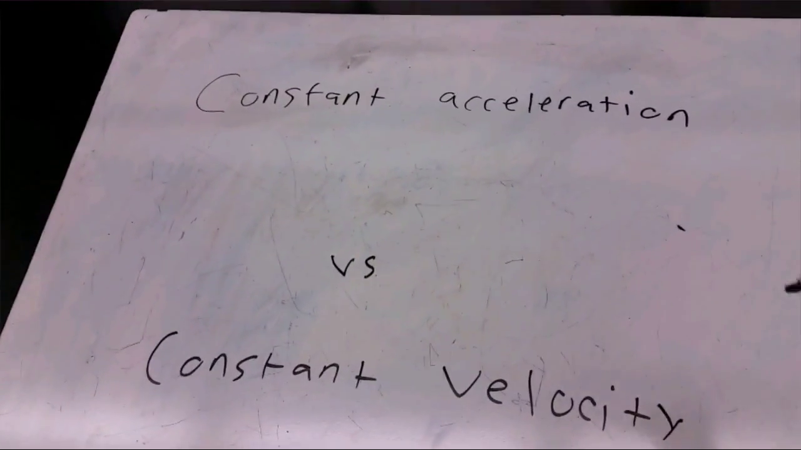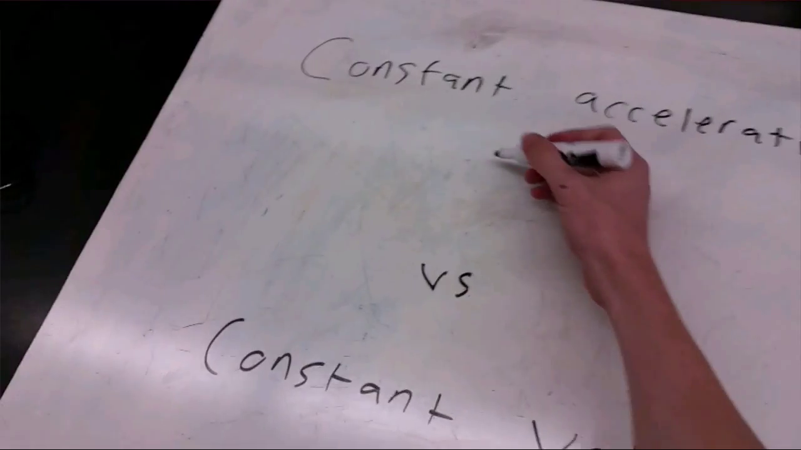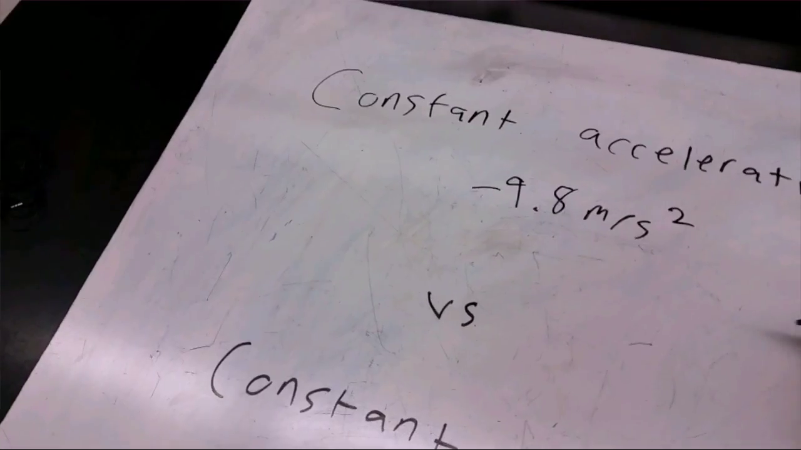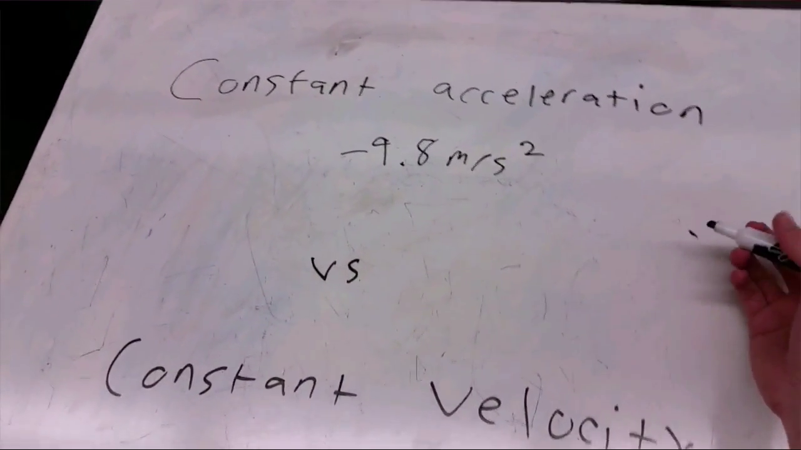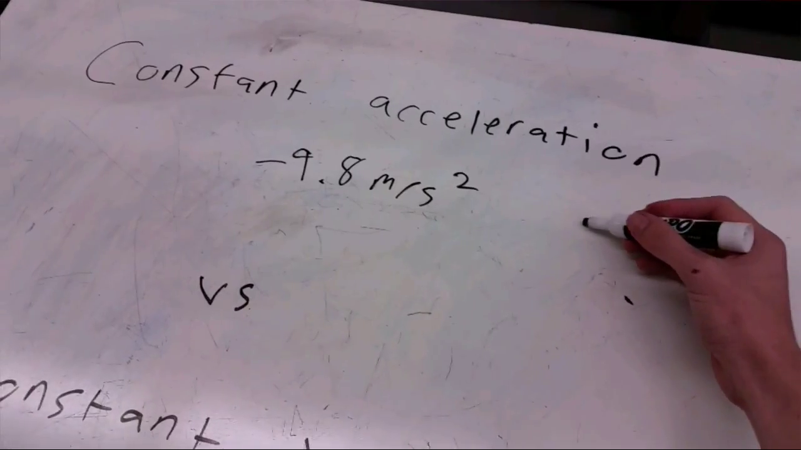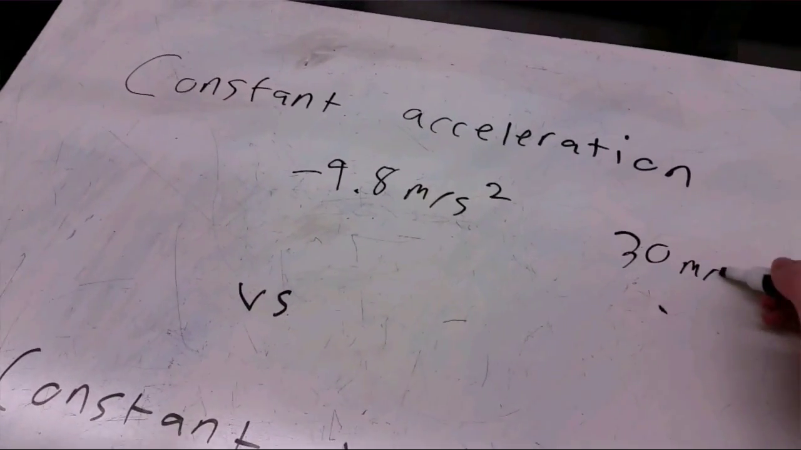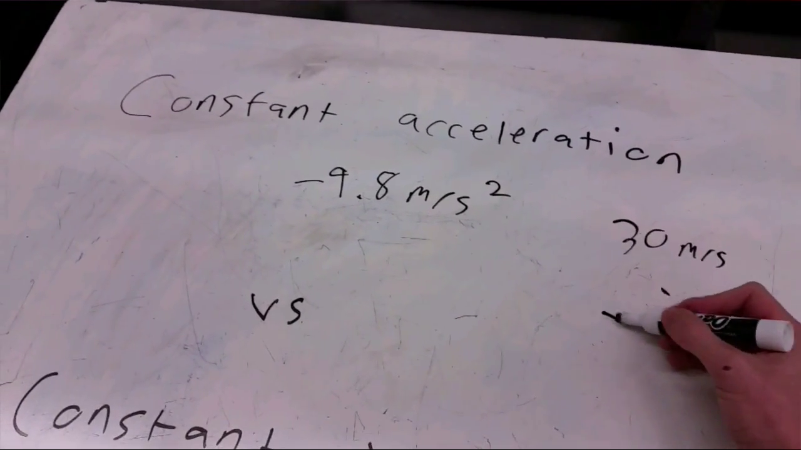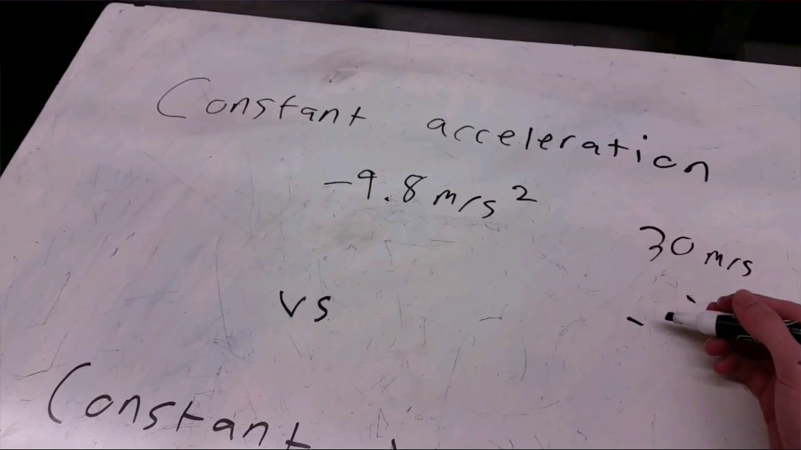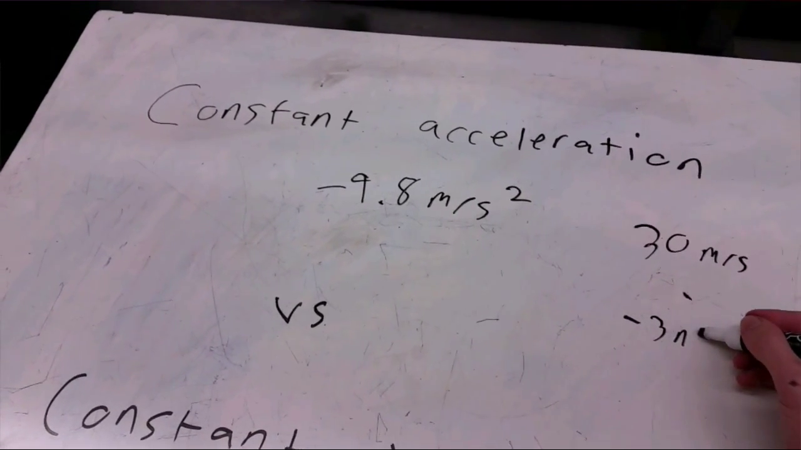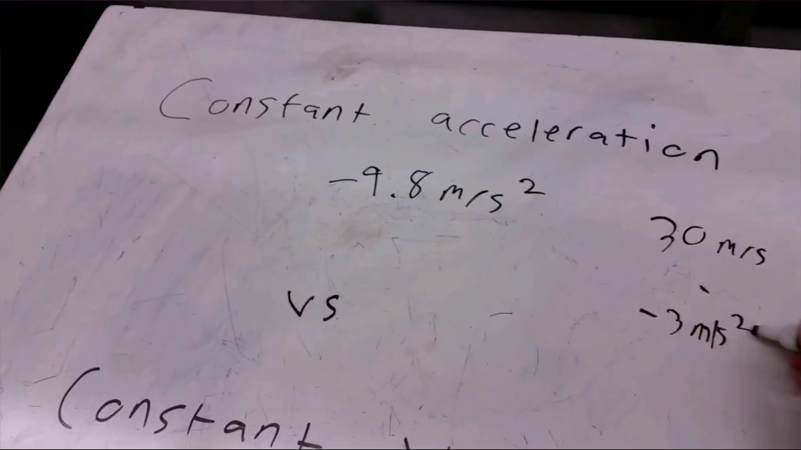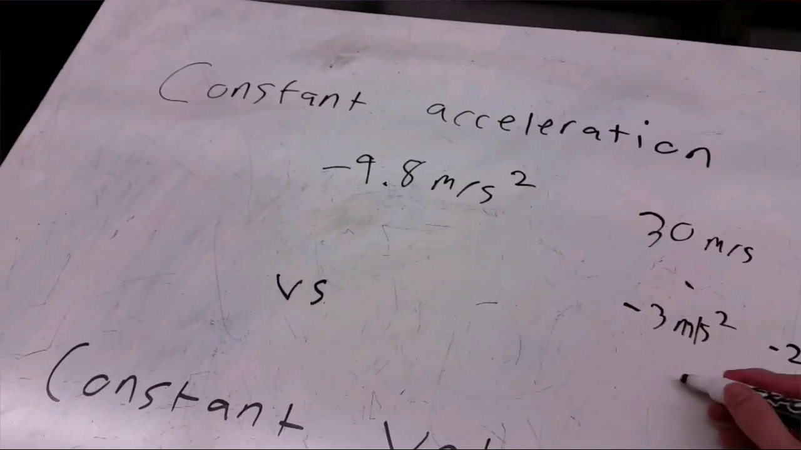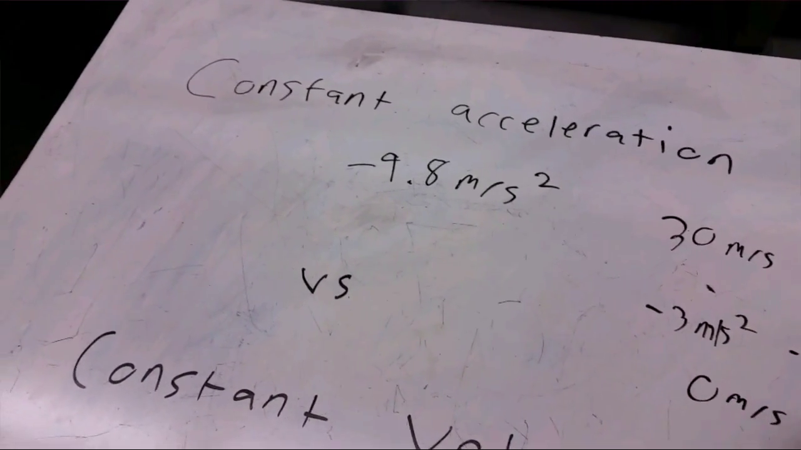Another thing we learned about was constant acceleration. An example of constant acceleration is gravity, which is negative 9.8 meters per second squared. Now, acceleration can be constant, but it can also change. Say a car is moving at 30 meters per second, but it starts to slow down at negative 3 meters per second squared at first, and then changes to negative 2 meters per second squared, then finally becomes 0 meters per second squared.